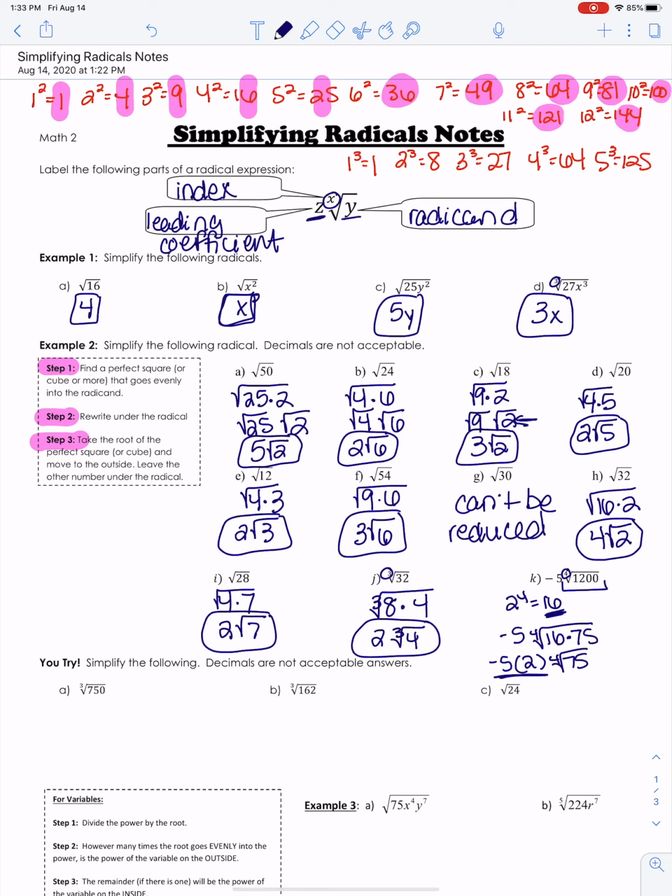And then what we need to do is multiply these numbers here. So -5 times 2 is -10, and then the 4th root of 75 will give us our answer. Okay.